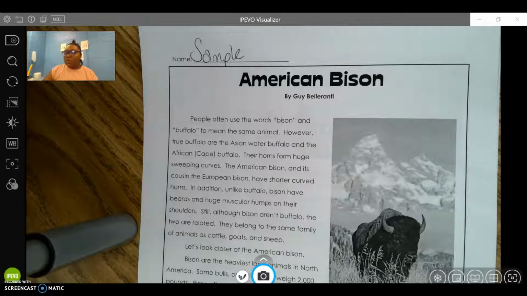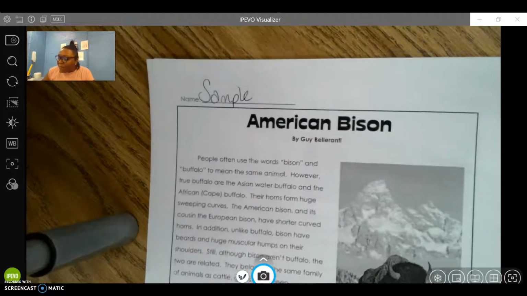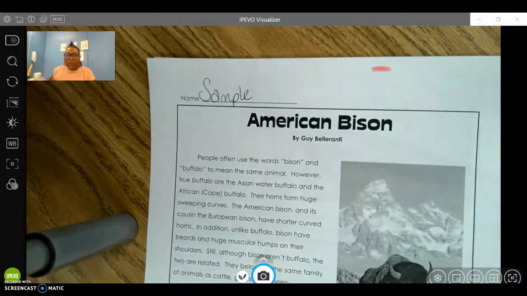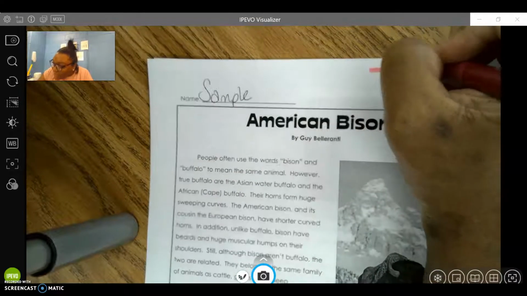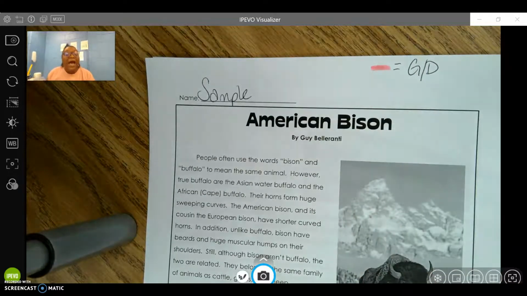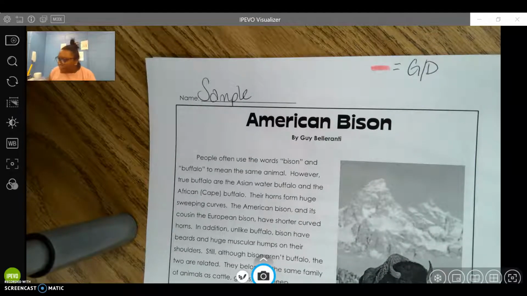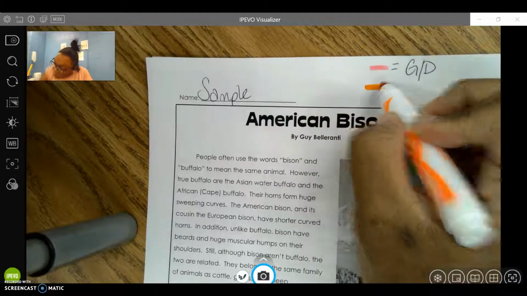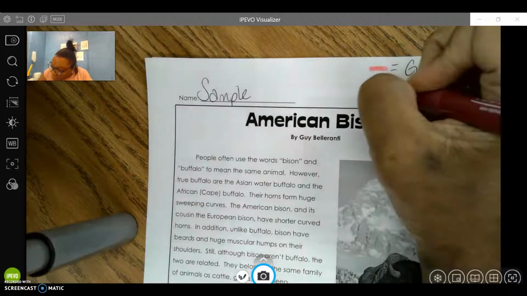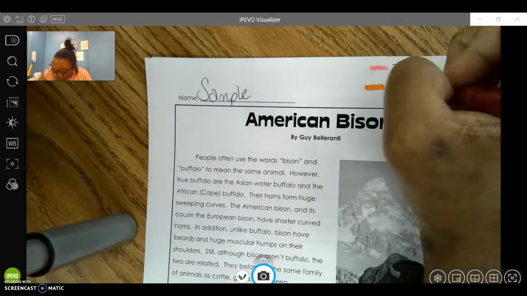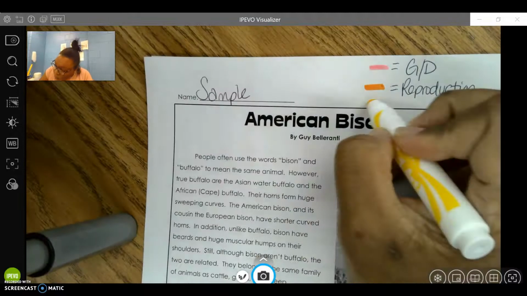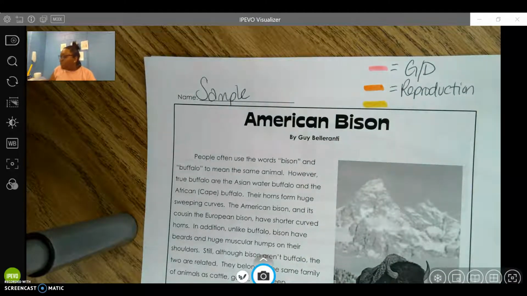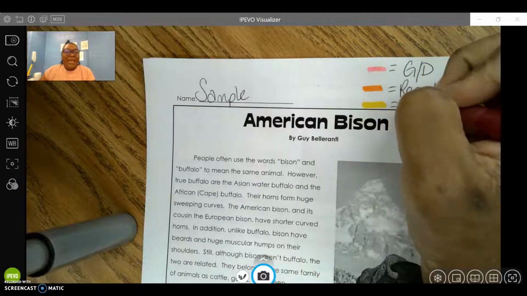My favorite color is pink, so I'm going to start with pink today. And at the top of my paper, I'm going to make a key. That color pink is going to tell me anywhere I see an example of growth and development, I'm going to highlight it in pink. Anywhere I see an example of reproduction, I'm going to highlight that in orange. And anywhere I see an example of gathering resources for energy, I'm going to highlight that in yellow.